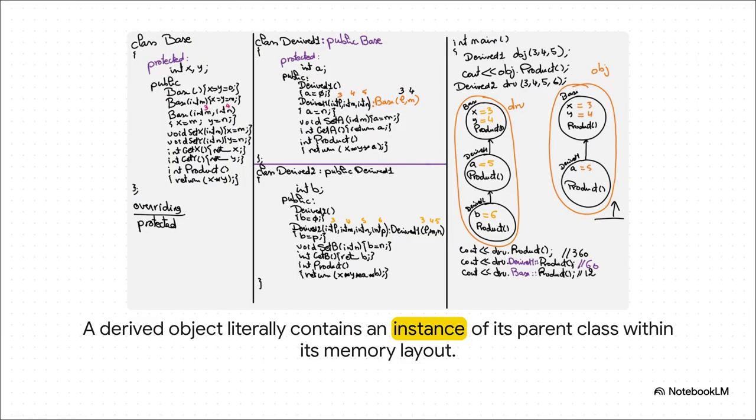So how does this actually work under the hood in memory? It's pretty wild. When you create a child object, it's not just kind of linked to the parent. It is literally built with a full instance of the parent class right inside of it. Just look at the diagram. The derived object actually contains a complete base object within its own memory. That's how it's guaranteed to have all the parent's abilities from the get-go.